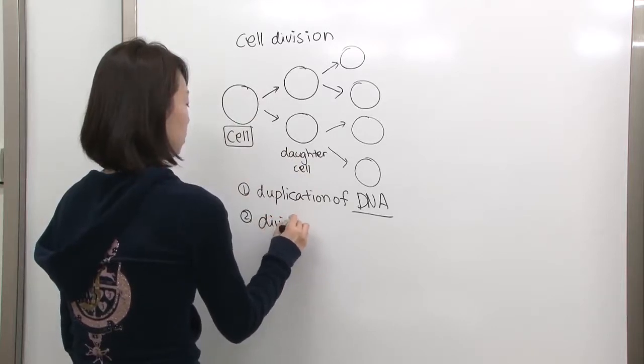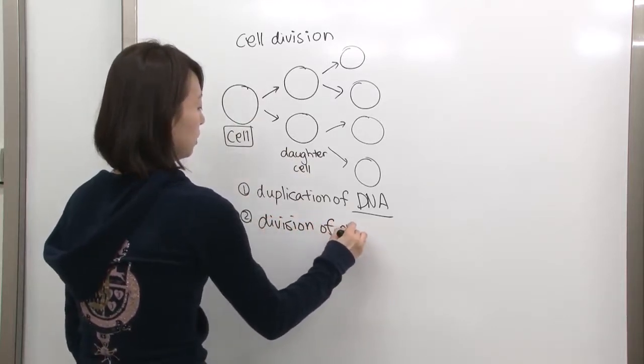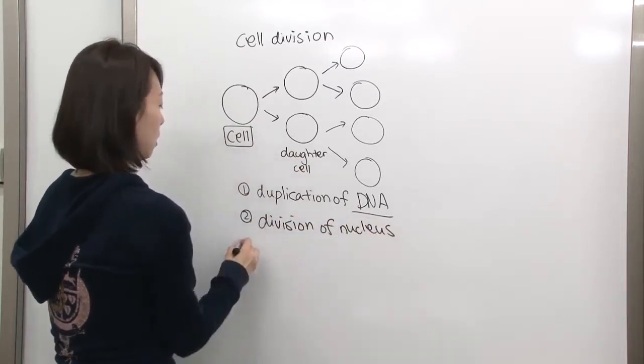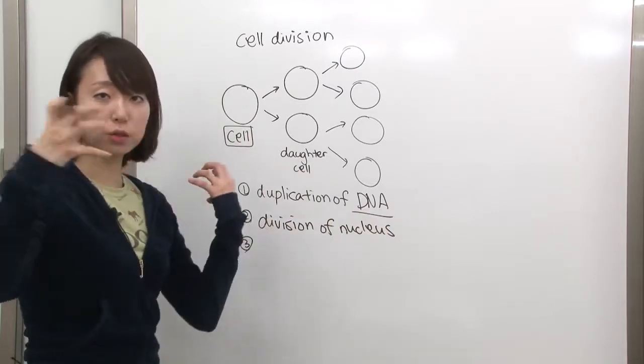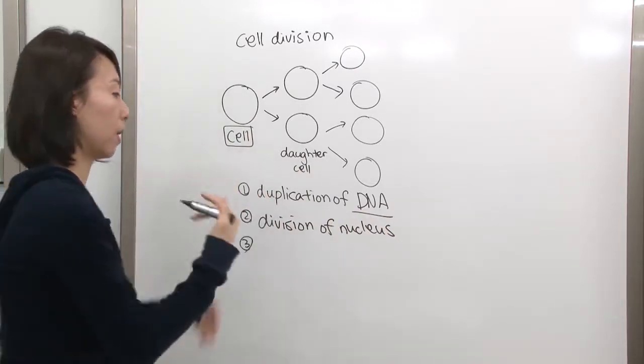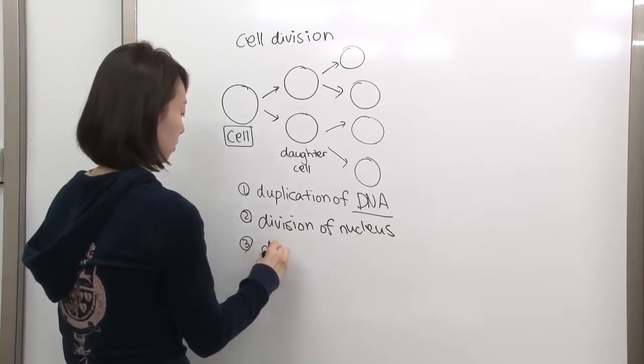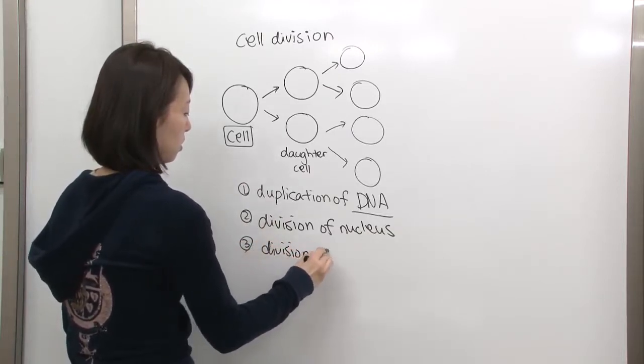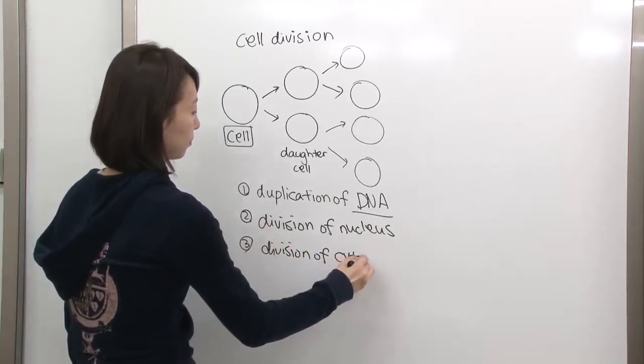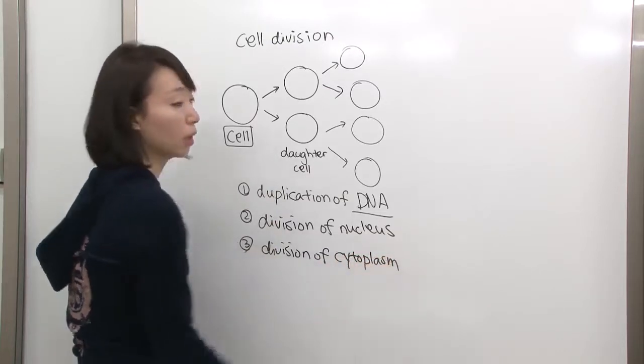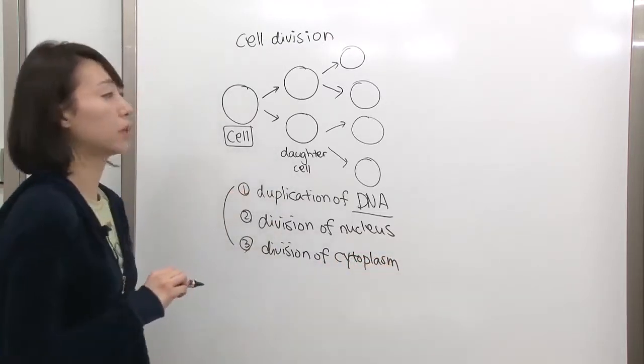You have to divide, division of the nucleus. Okay? And then number 3, after you divide the nucleus, the cytoplasm has to divide as well. So division of cytoplasm. Okay? So this is a general step of cell division.